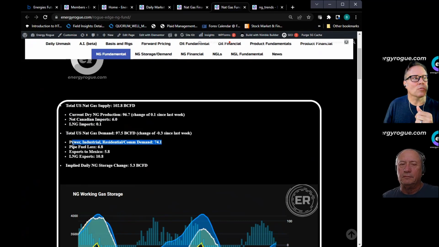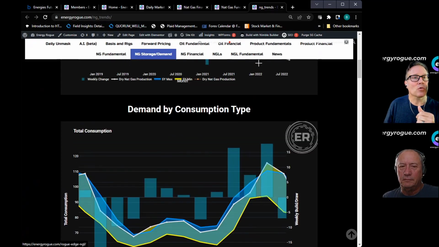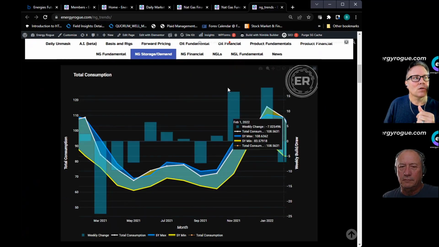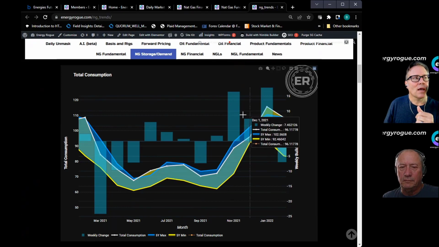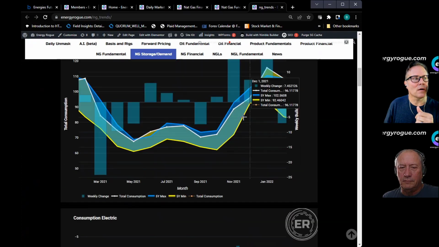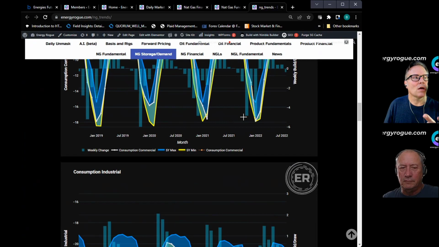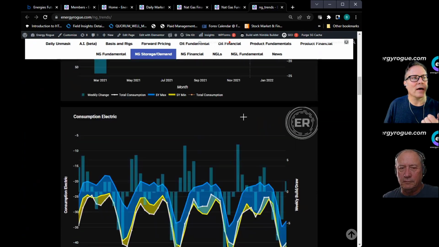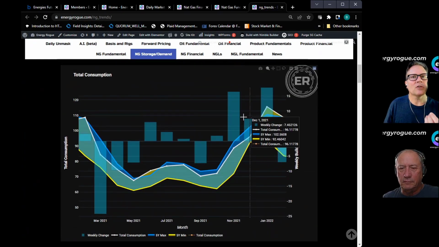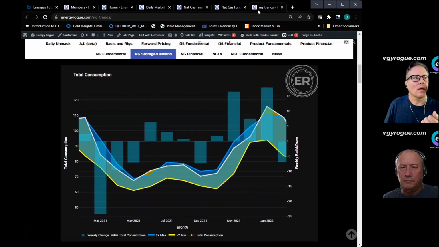Our power, industrial, residential demand is 74, and this is what we're looking at. If you look at the natural gas storage and demand tab, you can go to total consumption and take a look at this. This is an aggregate of all the consumption: electric, commercial, residential, industrial. So that is the amalgamation of what this 74 number represents: the power, industrial, residential, commercial.